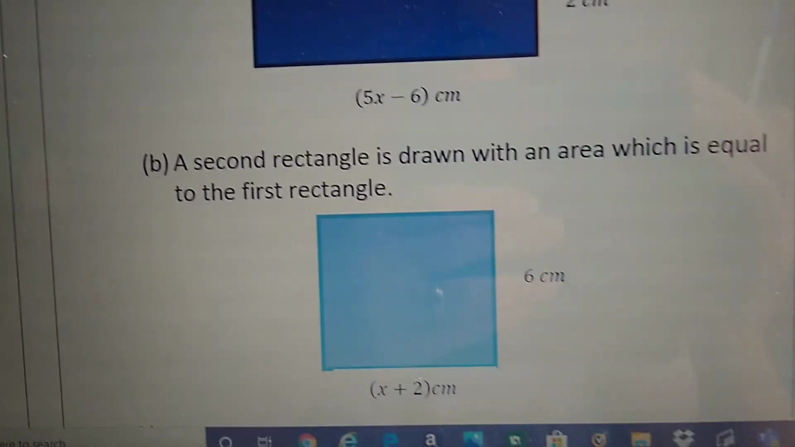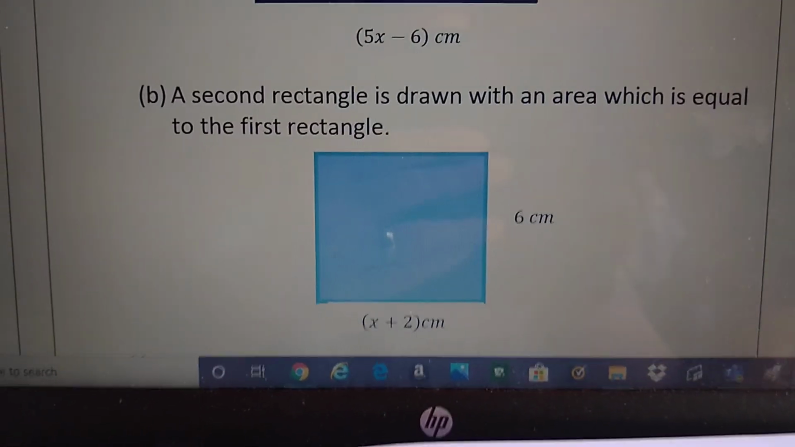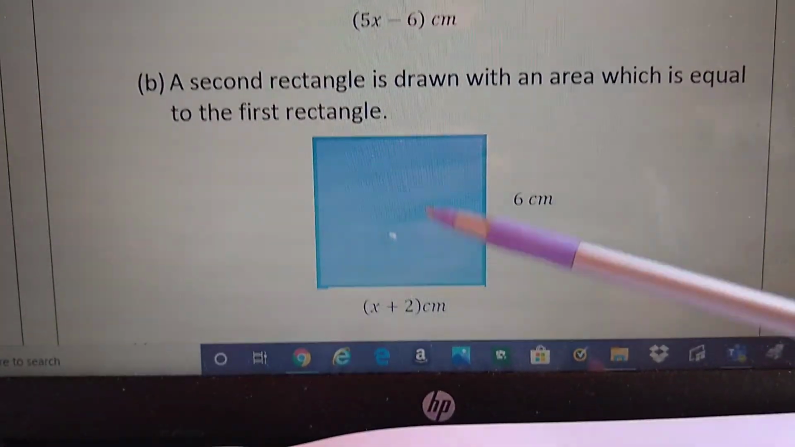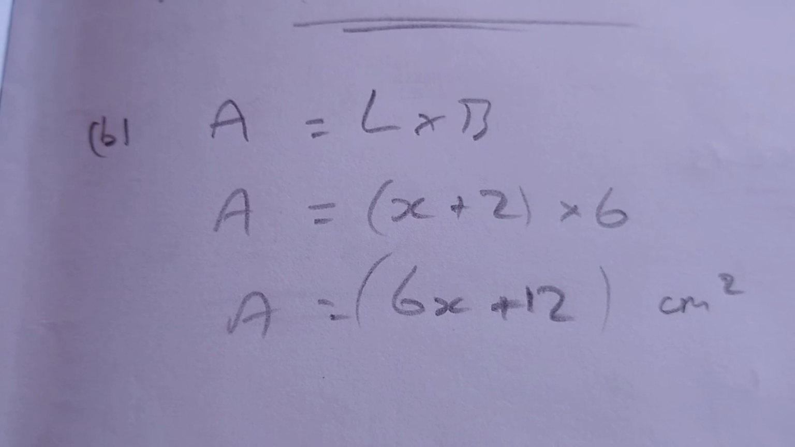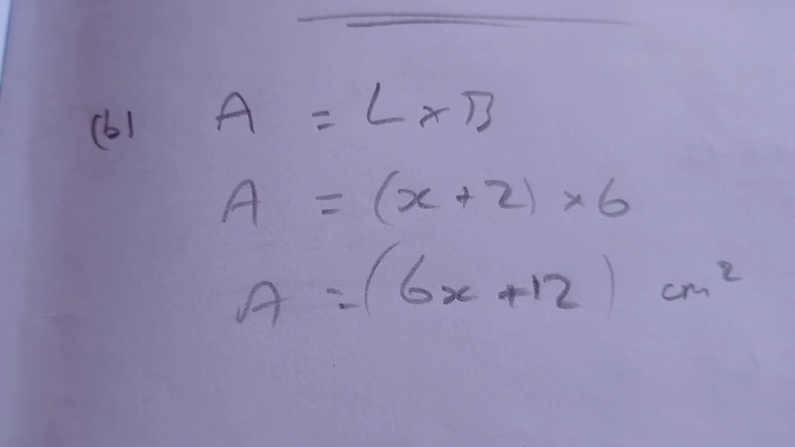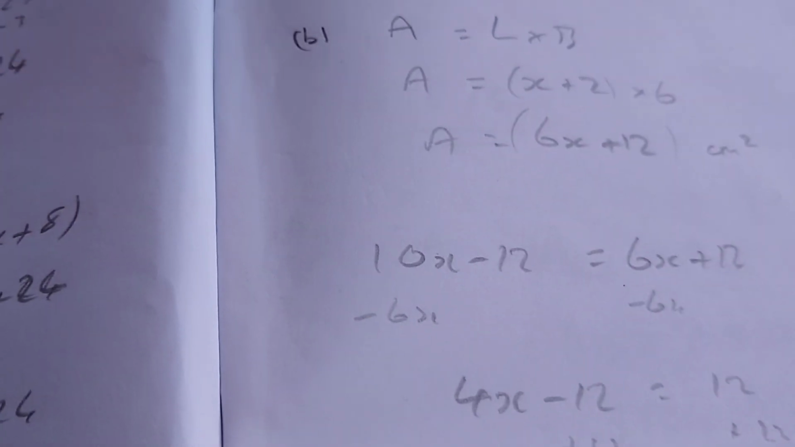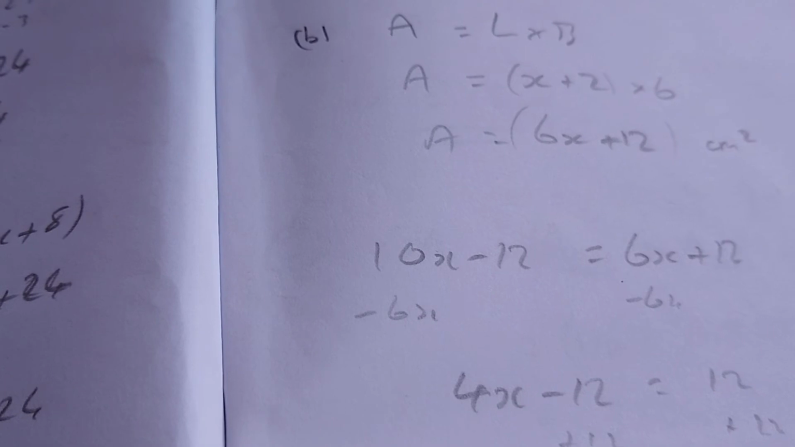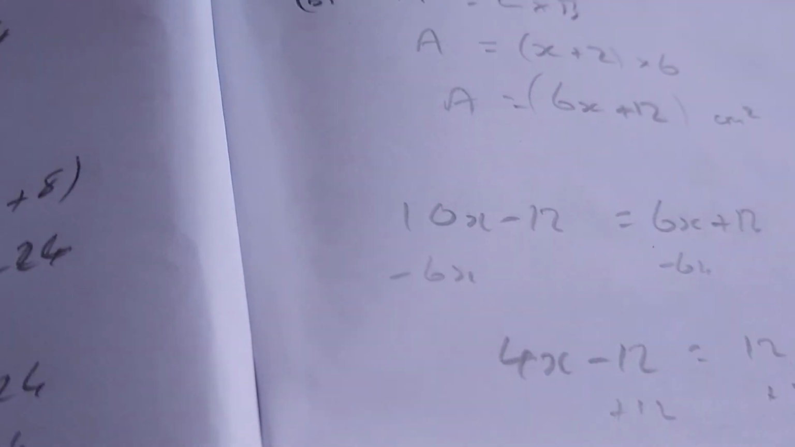Part B, a second rectangle is drawn with an area which is equal to the first rectangle. Okay, so what's the area of this rectangle? Well, again, we're going to have to do length times breadth. So x plus 2 multiplied by 6. So x times 6, 2 times 6, that'll be 6x plus 12 centimetres squared. Again, guys, if you're a little bit lost on this one, that's fine. It is a trickier question. You can ask about it when we go back to school.